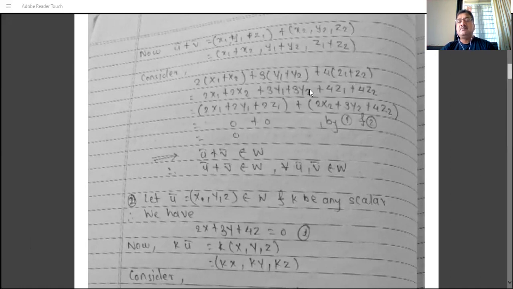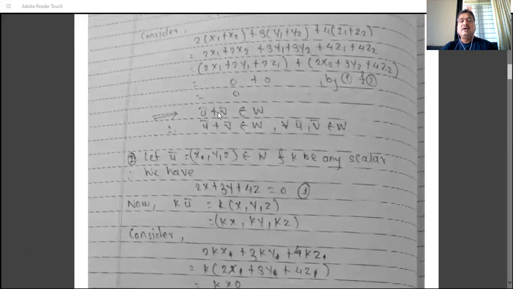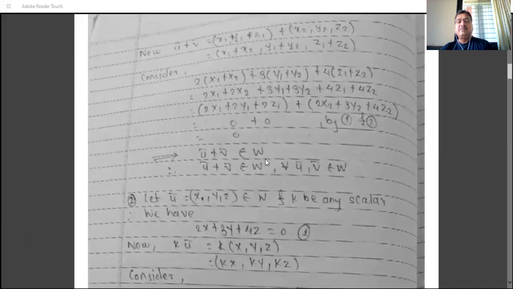2x1 plus 3y1 plus 4z1 in this bracket, and in another bracket 2x2 plus 3y2 plus 4z2, and the value of each bracket is 0, since 2x1 plus 3y1 plus 4z1 is 0 and 2x2 plus 3y2 plus 4z2 is 0. So 0 plus 0 is 0, and then U bar plus V bar belongs to W, because U bar plus V bar satisfies this condition, that is 2 into (x1 plus x2) plus 3 into (y1 plus y2) plus 4 (z1 plus z2) is equal to 0, and therefore U bar plus V bar belongs to W.